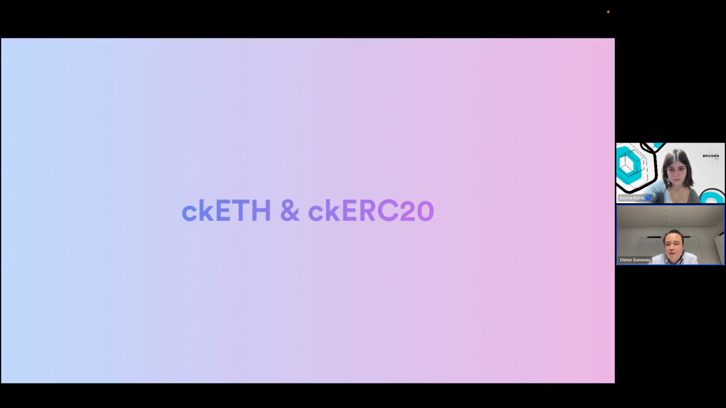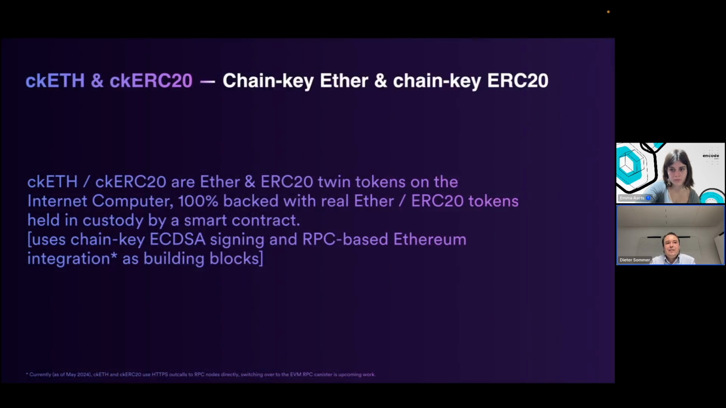So much for this. Now, one important use case that has been built for the Ethereum and EVM integration is ckETH and ckERC20. So what is that? This is analogous to ckBitcoin, but just for Ether and Chain-key ERC20 tokens. So ckETH and ckERC20 are Ether and ERC20 twin tokens on the Internet Computer. They are 100% backed with real Ether or the respective ERC20 tokens, which are, again like for Bitcoin, held in custody by a smart contract.